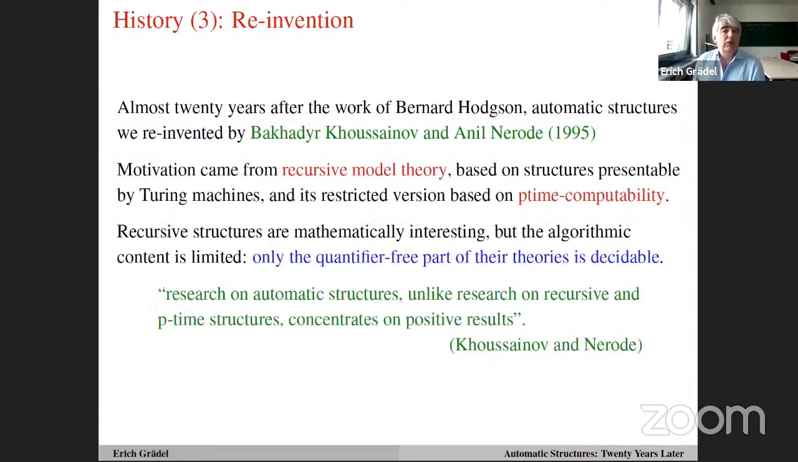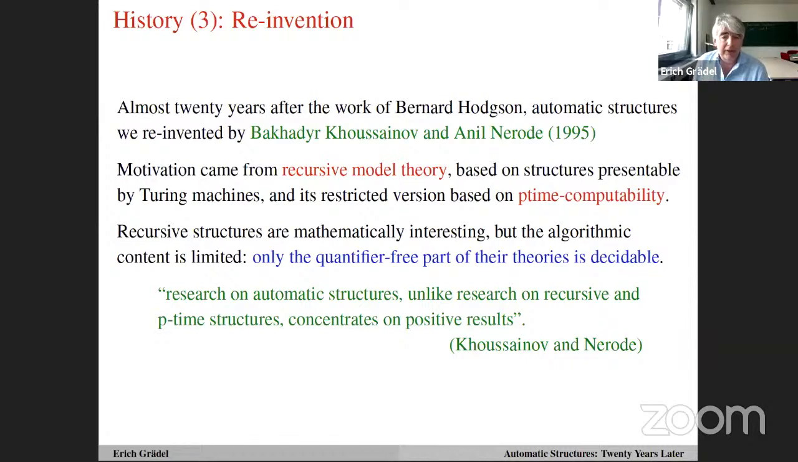The motivation of Khoussainov and Nerode came from recursive model theory. So from structures that are not presented by finite automata, but presented by Turing machines, and the restricted version based on p-time computability. Now, recursive structures and also p-time structures in that sense are mathematically interesting, but the algorithmic content is still rather limited. In fact, only the quantifier-free part of their theories is in general decidable. Even the existential formulae give rise to recursively enumerable sets and are not decidable.